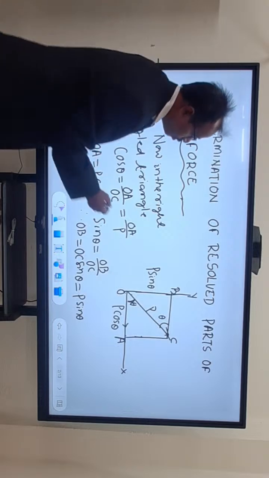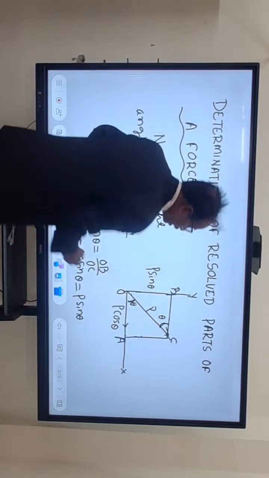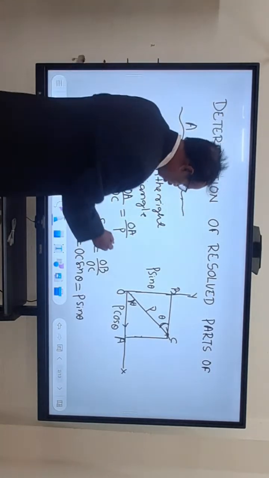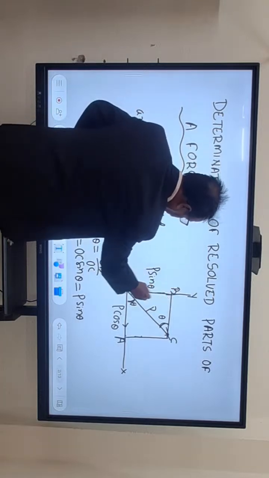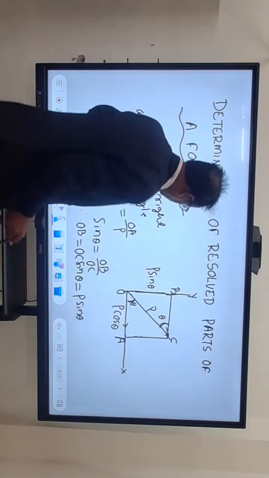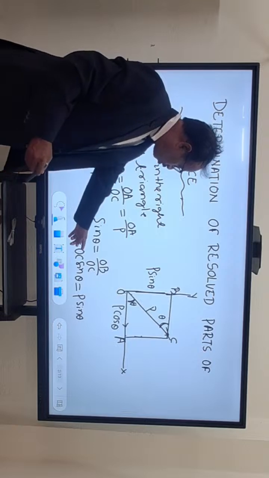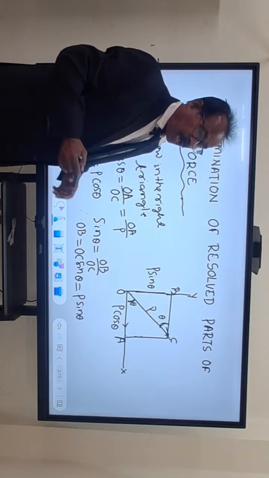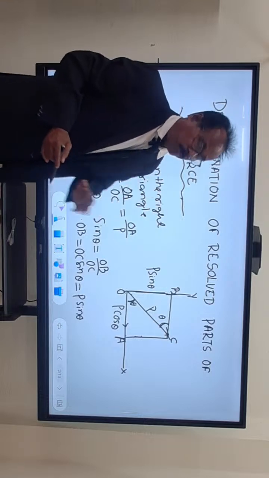Sin theta is equal to P by H. Therefore, sin theta is equal to OB by OC. Therefore, OB is equal to OC sin theta is equal to P sin theta. Now, I will solve three problems.